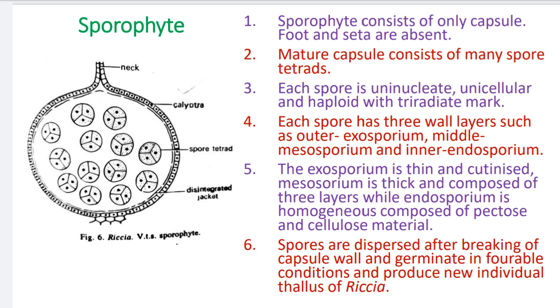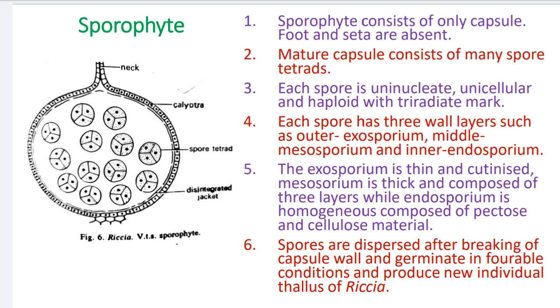Number 6, spores are dispersed after the breaking of the capsule. When the capsule or sporangium breaks, the spores are dispersed and germinate in favorable conditions. When sufficient moisture is available to them, they germinate and produce a new individual thallus of Riccia.